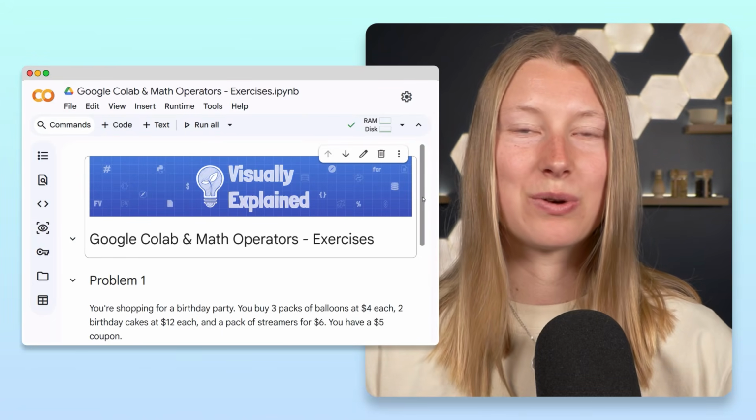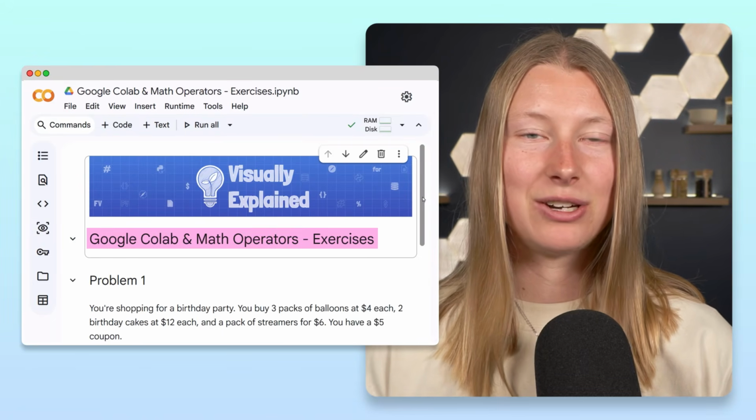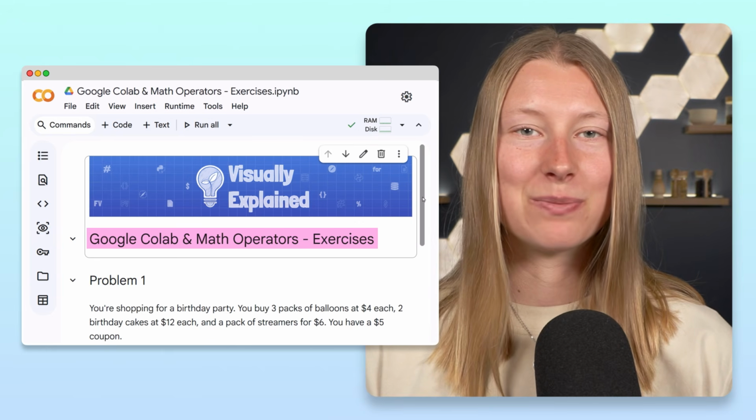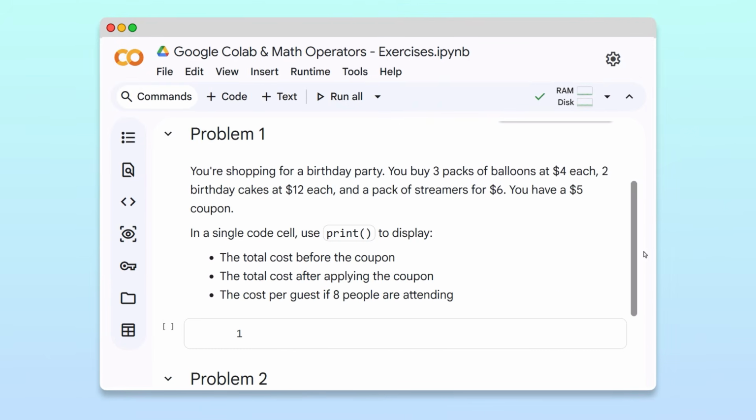Did you get a chance to work through our practice problems on Google Colab and math operators? If you did, great. If not, we're here to solve the problems together. If you want to check out the notebook, it's linked in the description. Alright, let's jump into problem 1.